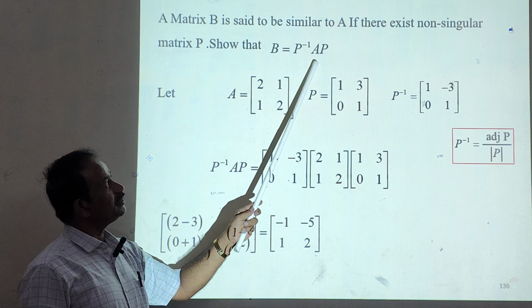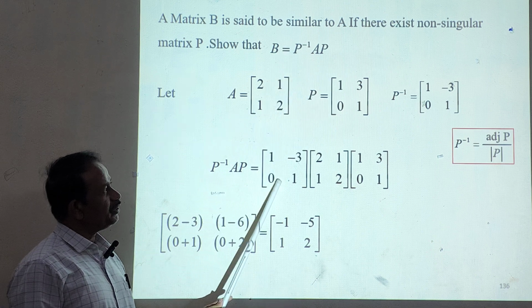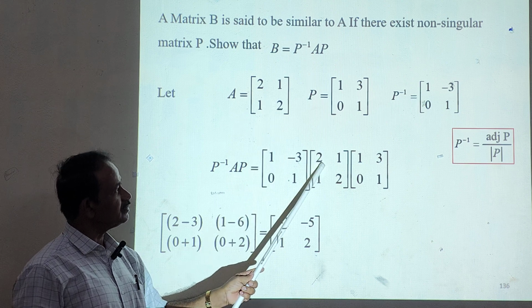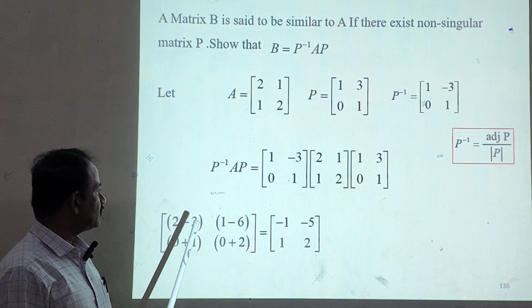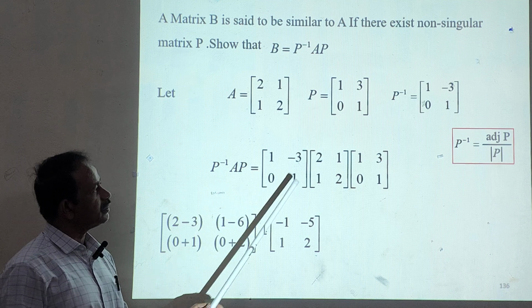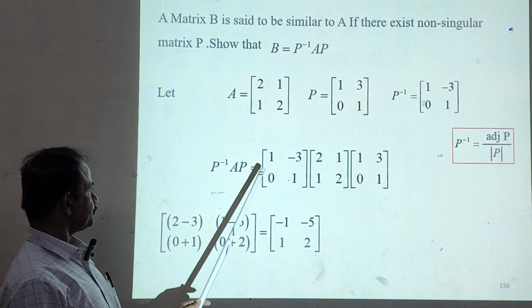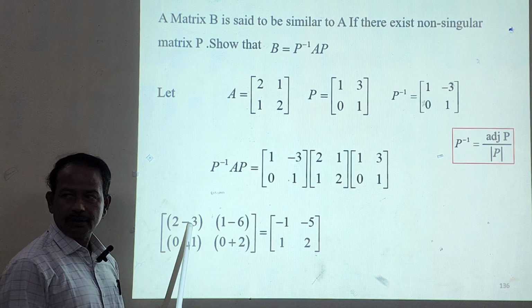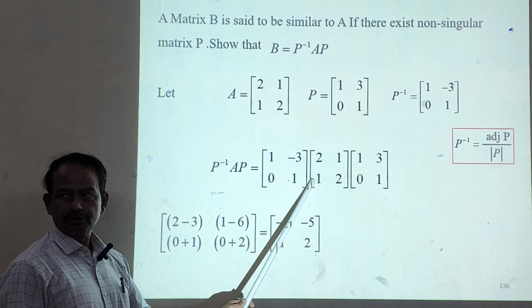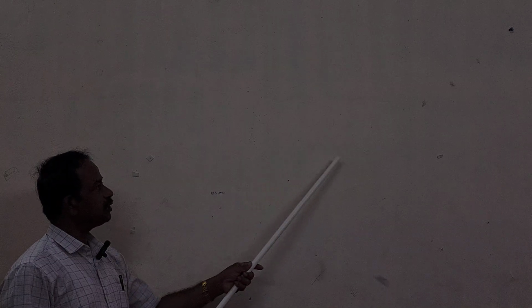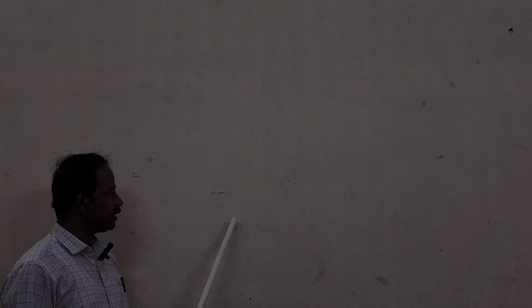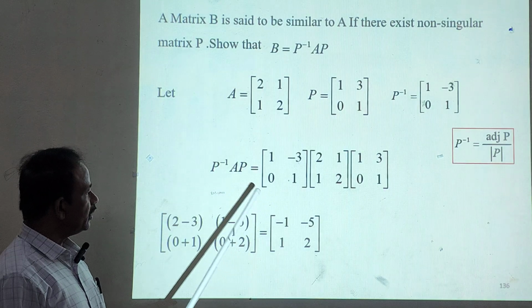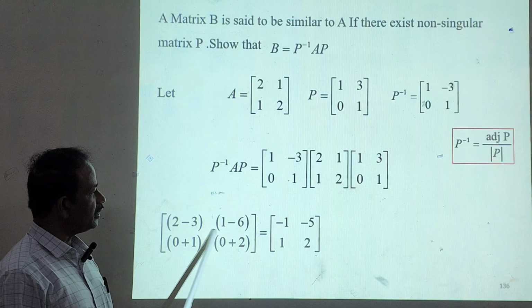Now, what is given? P inverse AP. P inverse is here, your A is given as this, and your P is here. So first we will multiply P inverse and A: 1 multiplied by 2, minus 3 multiplied by 1, so minus 3. Then 1 multiplied by 1 and minus 3 multiplied by 2, that will give you minus 6. Ultimately after the operation we will have minus 1, minus 5.